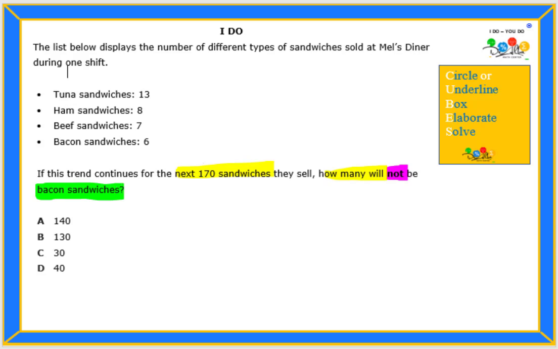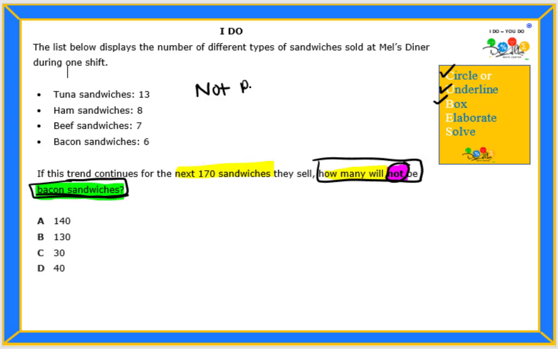Okay, so we have circled and underlined or highlighted our important information. Now we want to box in our question. How many will not be bacon sandwiches? So for elaborate, I'm going to think of these sandwiches in two different groups. I want the sandwiches that are not bacon, and I want the sandwiches that are bacon.